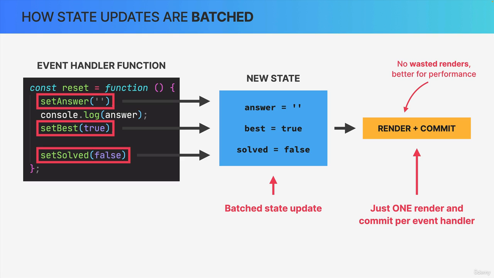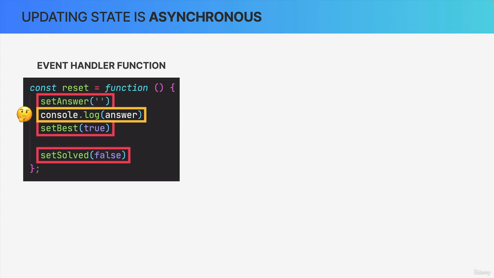Now, batching state updates is extremely useful, but it can also have surprising results. So let's turn our attention to this line of code now, where we reference the answer state variable right after updating it. So what do you think will be the value of this variable at this point? Well, let's try to think about this.